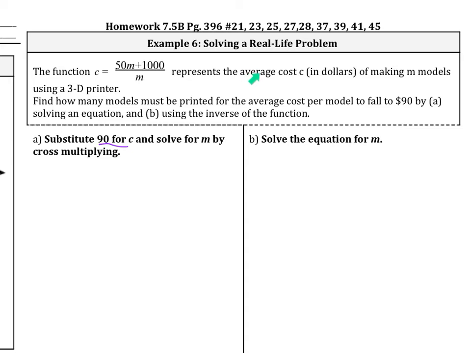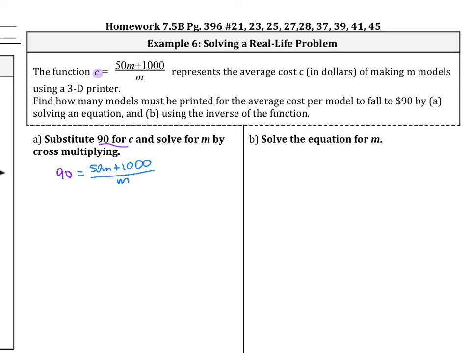It represents the average cost, c in dollars, of making m models using a 3D printer. We want to find how many models must be printed for the average cost per model to fall to $90, by solving the equation first in part a, and then in part b, we're going to use the inverse of the function. So let's go ahead and plug in 90 for c first. So this becomes 90 equals 50m plus 1,000 over m. So we're trying to solve for m.